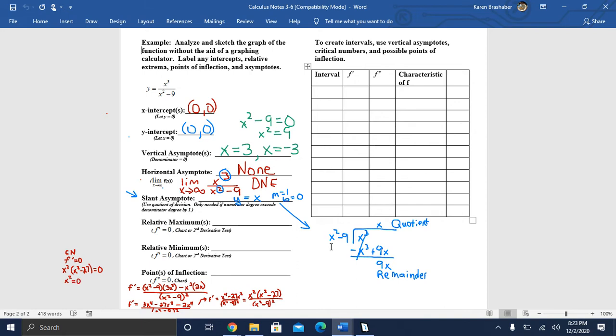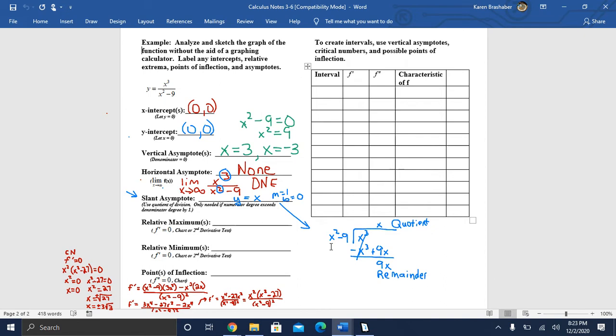So either x squared equals 0, square root both sides, we get x equals 0 as a critical number, or x squared minus 27 equals 0. So x squared could equal 27, and you could square root both sides, the square root of 27, which would simplify, and that is plus or minus 3 square root 3. So you've got three critical numbers, 0 and positive or negative 3 square root 3.